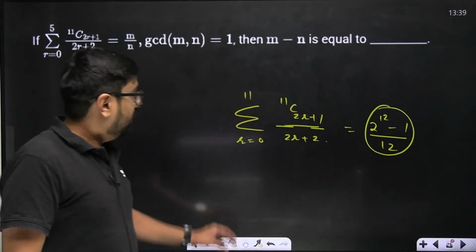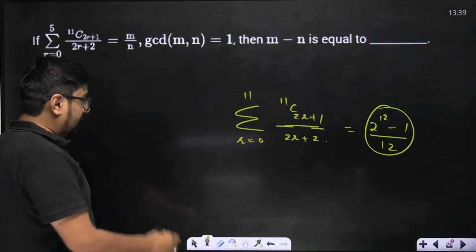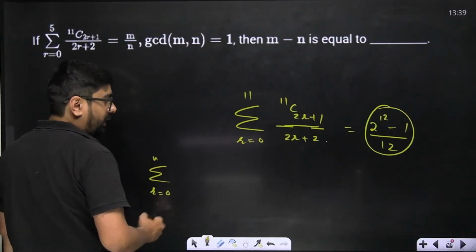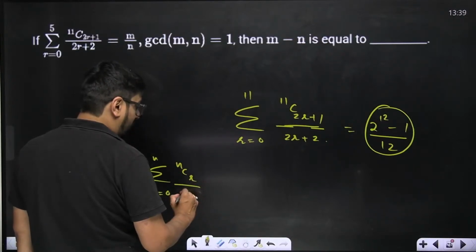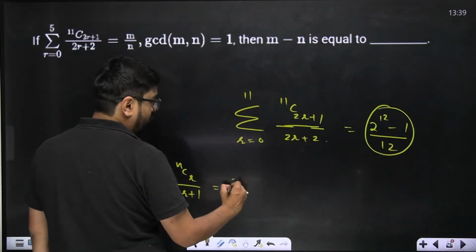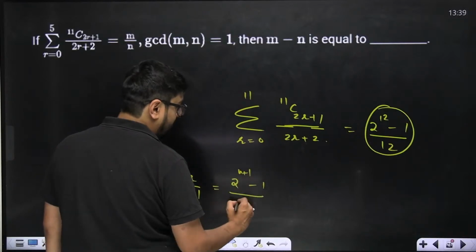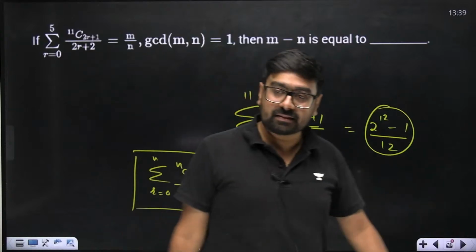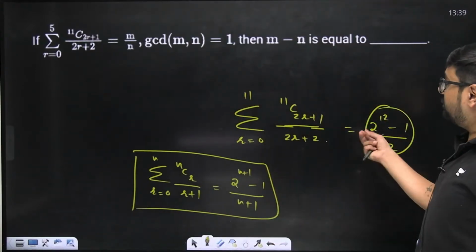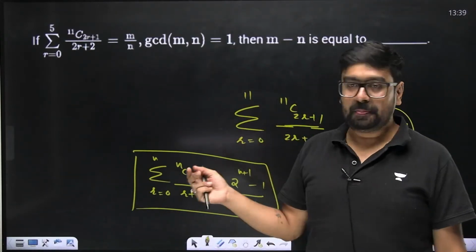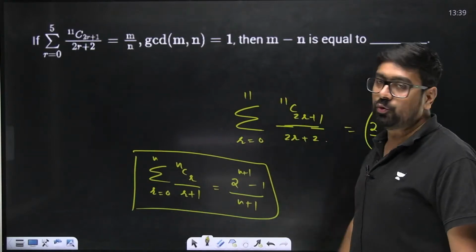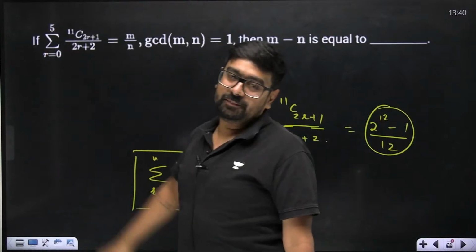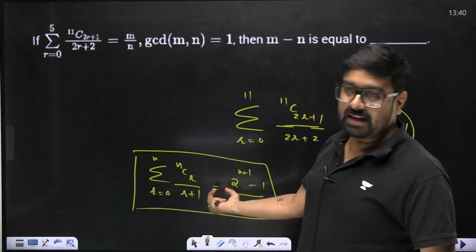Why? Because of one formula I showed you in the starting: the summation from r equal to 0 to n of nCr upon r plus 1 always gives 2 to the power n plus 1 minus 1, divided by n plus 1. This formula can be used. Generally this has come about 2 or 3 times out of 5, where the summation was from 0 to 11. But recently they changed this summation because they knew that trick would work. Students, remember this direct formula.